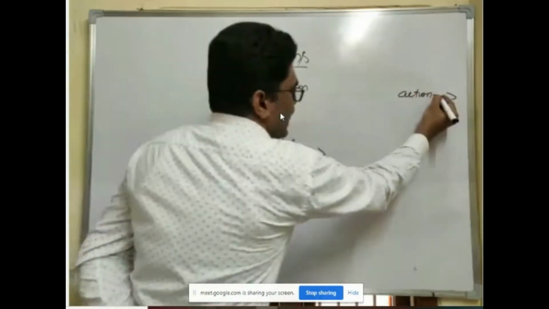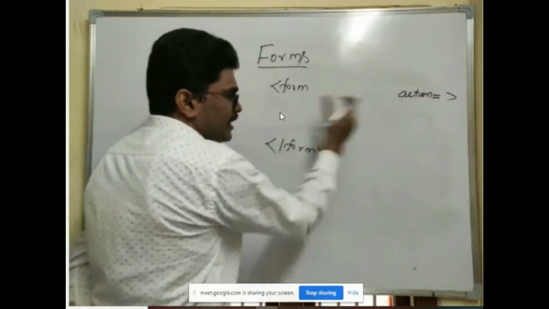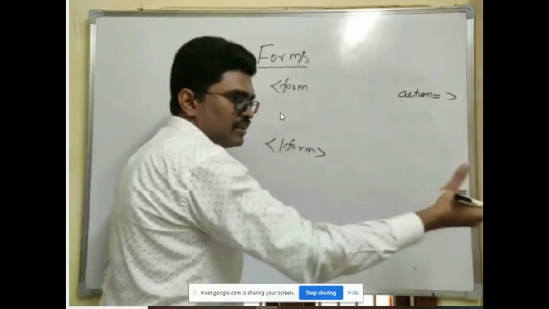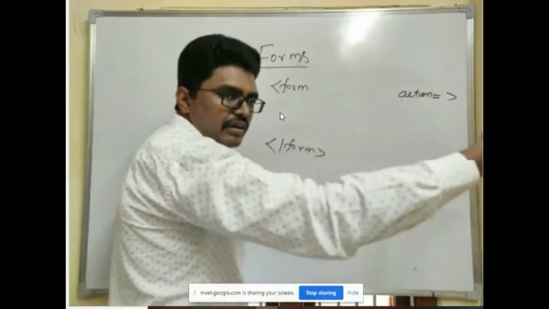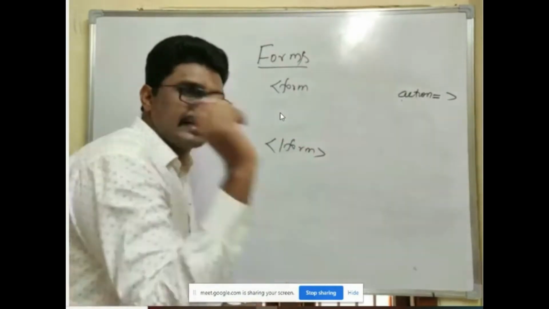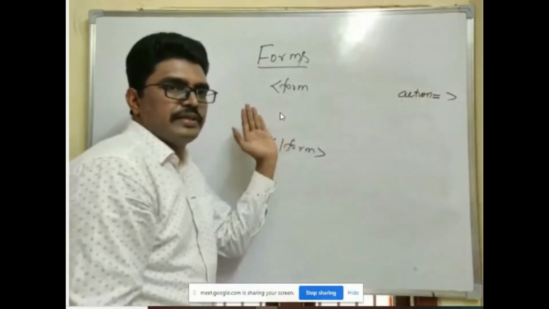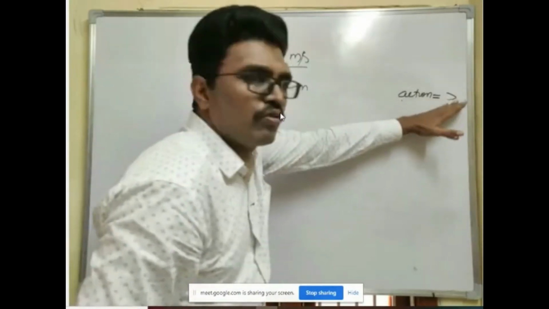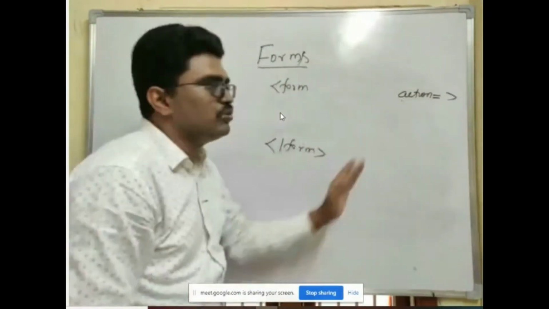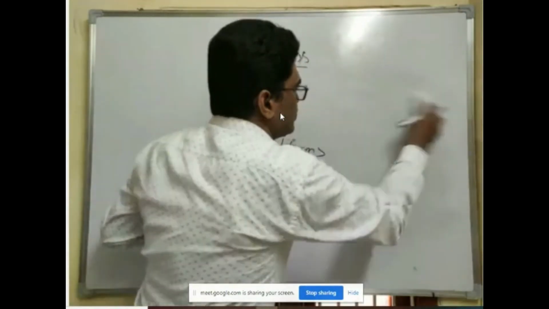So what is the action attribute? Whenever you are submitting your form, what should be done? Where does the request have to go? Whenever you have a form in your web page and you click a button, the request will be submitted. To which one? That we are going to give here. It is normally your URL. Later we'll discuss this attribute.